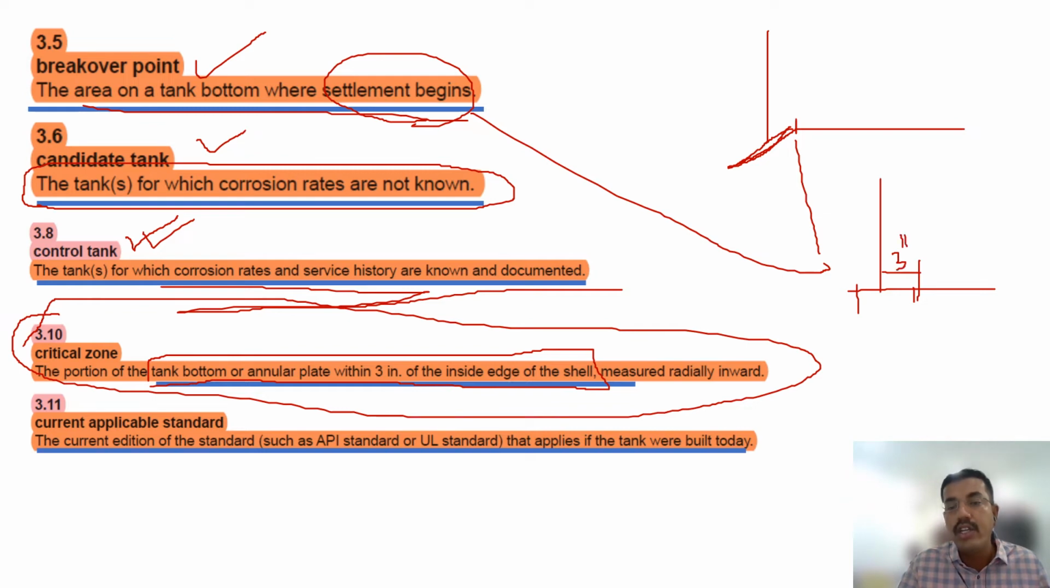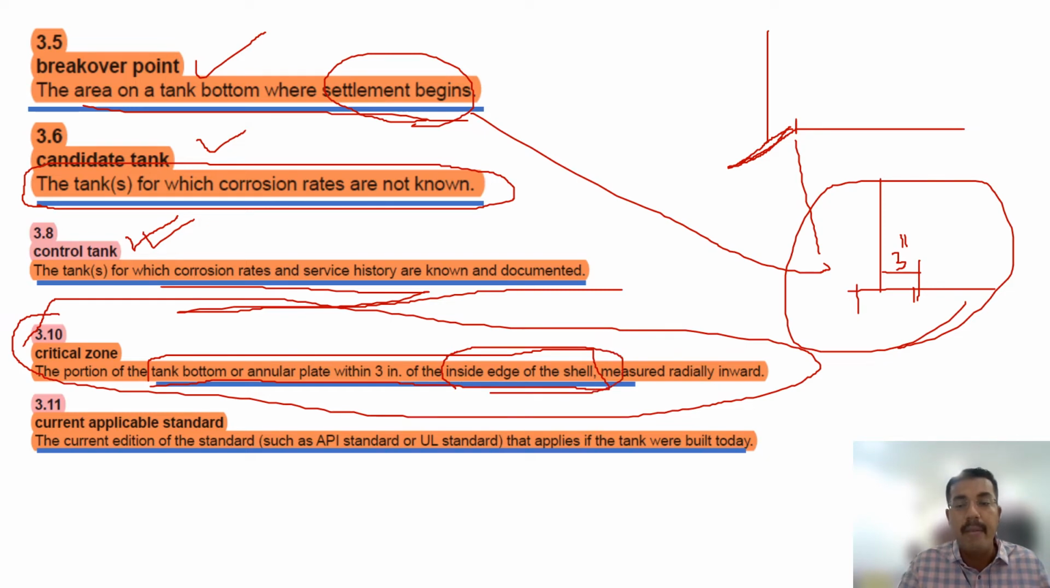So this is called the critical zone. You have to remember it very carefully. In most exams they will ask. They will ask inside edge, and they will put outside edge from the bottom. So you have to remember the key term very carefully: 3 inches inside the edge of the shell. Maybe they will put 2 inches inside of the shell, or 3 inches outside of the edge of the shell.